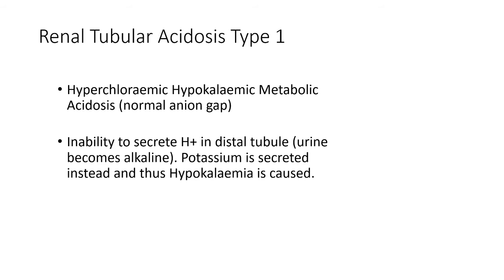Renal tubular acidosis is one of the metabolic conditions causing kidney stones that you should be aware of. Specifically, in type 1, there is inability to secrete H+ ions in the distal tubule, and therefore urine becomes alkaline. Instead of H+ ions, potassium ions are secreted in the distal tubule, and this results in low potassium in the blood. Therefore, the condition causes hyperchloremic, hypokalemic, metabolic acidosis.